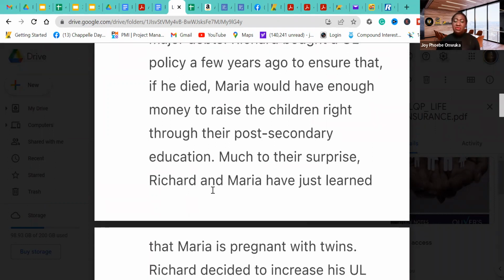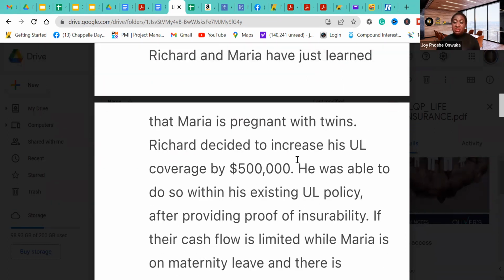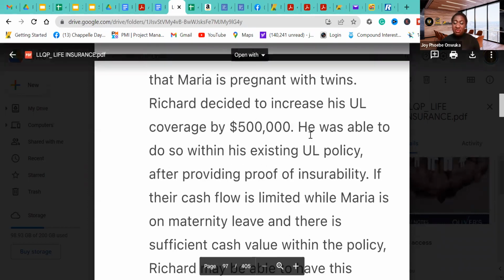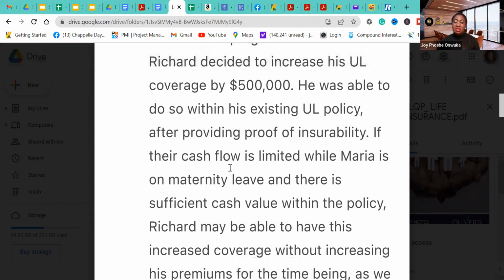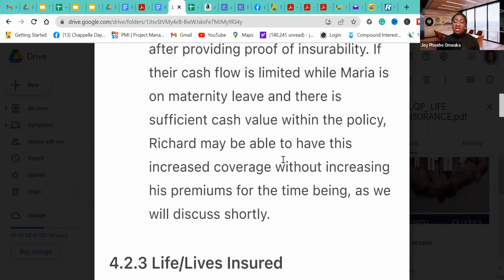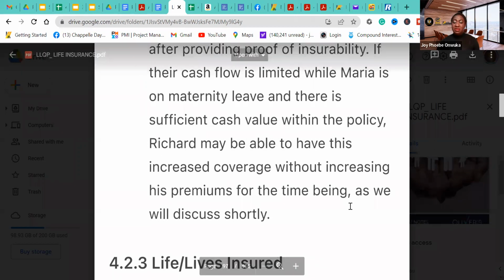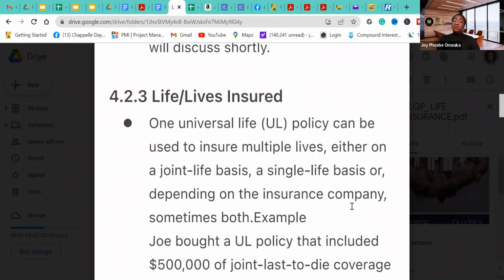Much to their surprise, Richard and Mariah have just learned that Mariah is pregnant with twins. Richard decided to increase his UL coverage by 500,000. He was able to do so within his existing UL policy, after providing proof of insurability. If their cash flow is limited while Mariah is on maternity leave and there is sufficient cash value within the policy, Richard may be able to have this increased coverage without increasing his premium for the time being, as we will discuss shortly. Okay, so that example explains it all and it's pretty much straightforward.